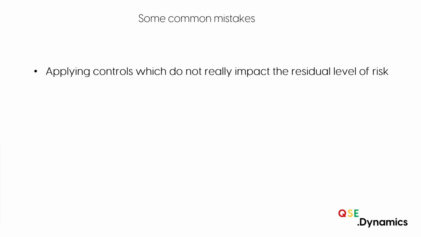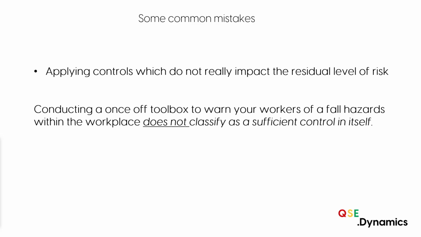And now let's quickly go through a few of the common mistakes that tend to pop up during the risk control process. One of them is applying controls which do not really impact that residual level of risk. So we did have a bit of that example where we had something that was extreme and then it was going to another level of extreme, a little bit lower, but it really didn't hit the mark.